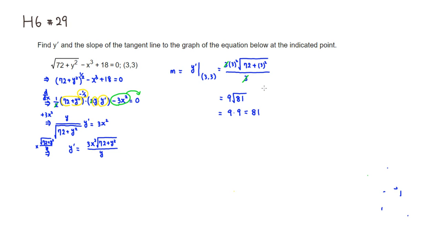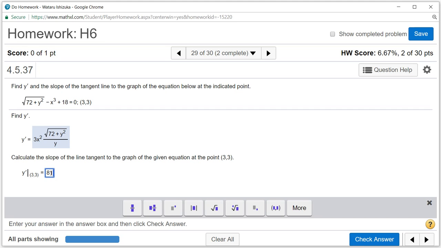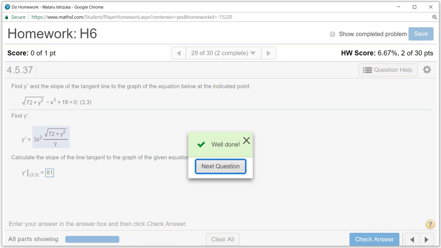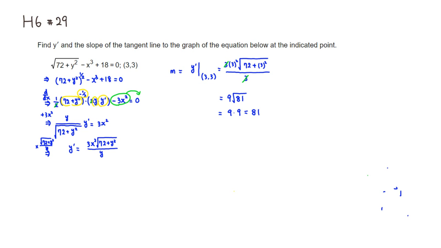Let's type that in. So we got 81. Let's check the answer. All right, got that. That's it. I hope that this was clear.